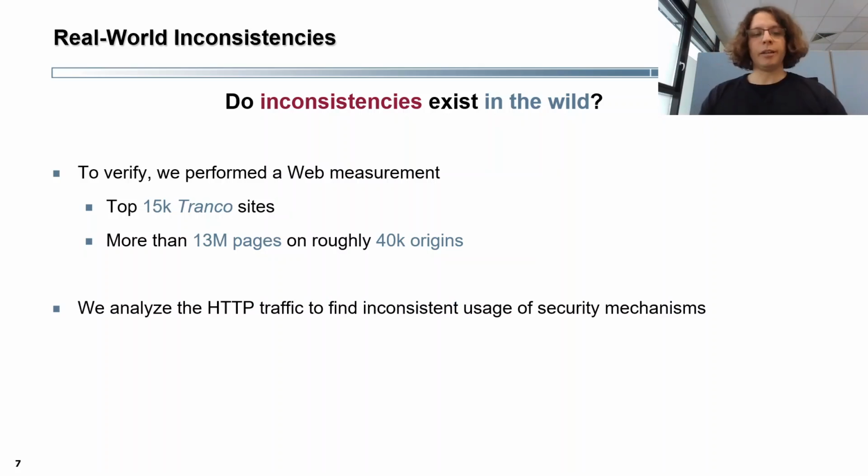And what we did is we logged all the HTTP traffic and looked into each HTTP response, which security measures are used or which security policies are enforced, and just cross-compared them across the site or the origin. So if we have 10 pages for the same origin, we looked, in case of content security policy, which content security policy is enforced on each page, and then we could compare if they are enforced consistently.